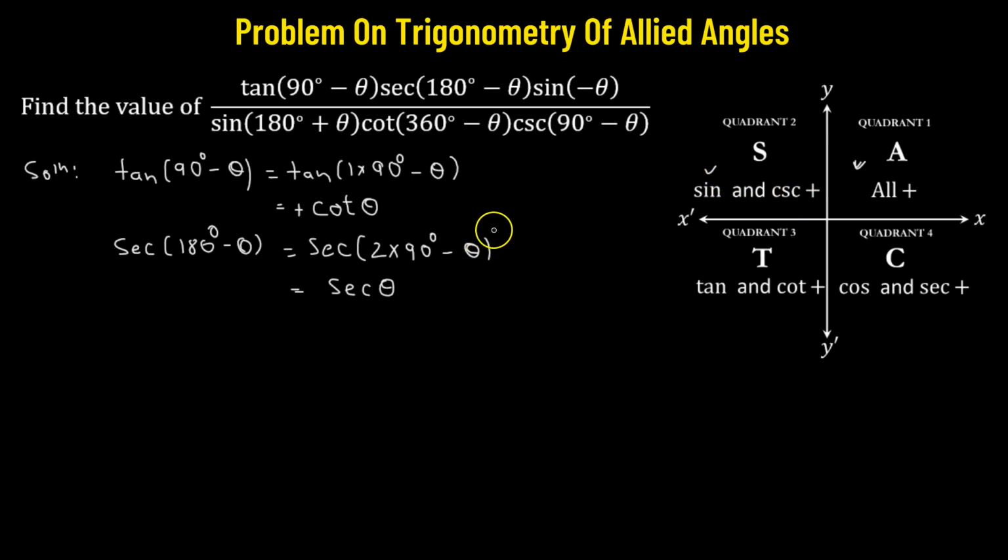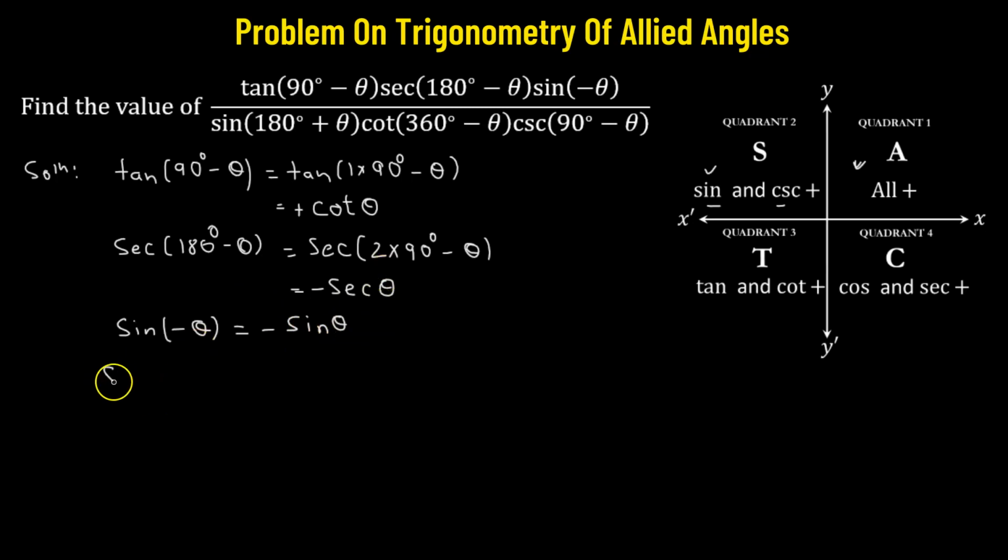But then again, we are also subtracting theta from it. Since theta is an acute angle with a value between 0 and 90 degree, we are still going to lie in the second quadrant. In the second quadrant, the sine and the cosecant functions are positive. Everything else is negative, so our value is going to be negative. We will get negative secant theta. Now coming to sine of negative theta. Now sine is an odd function. So sine of negative theta is equivalent to negative sine theta.